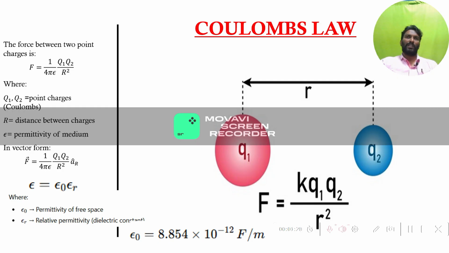In vector form, we can write the expression for force as F is equal to 1 by 4 pi epsilon Q1 Q2 by R square into AR bar. Here, AR bar is the unit vector which represents the resultant direction of force, which is given as vector divided by the magnitude of the vector.